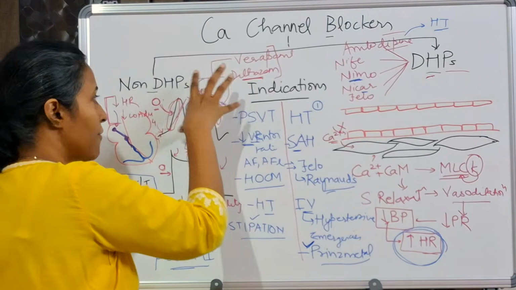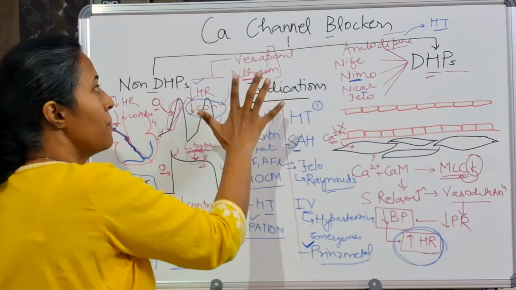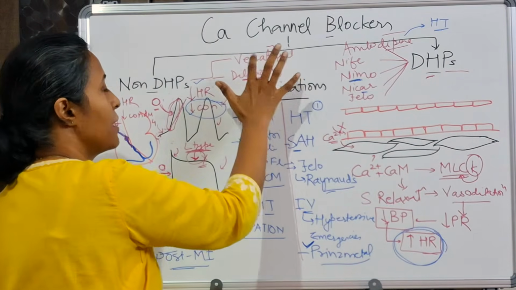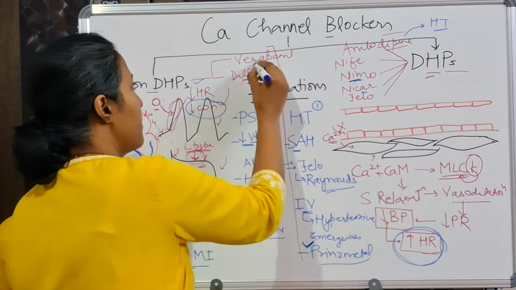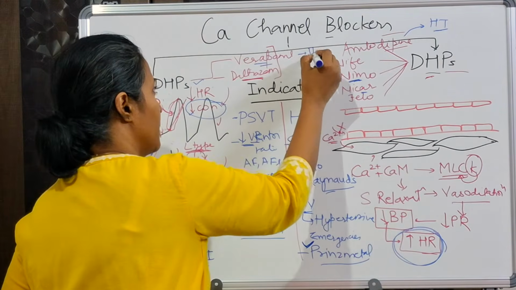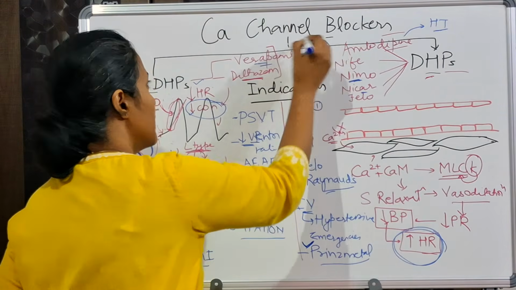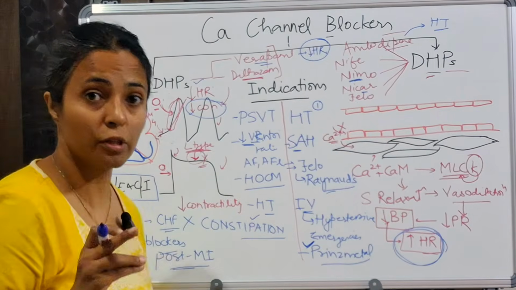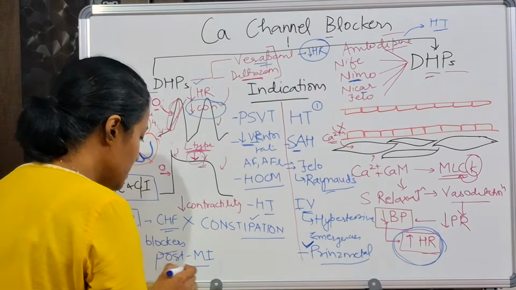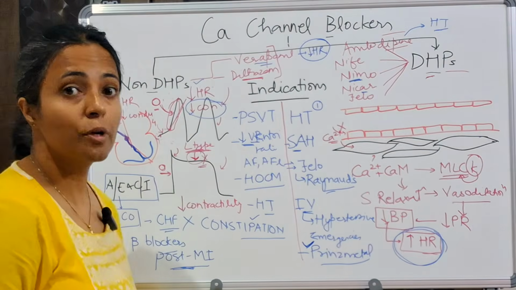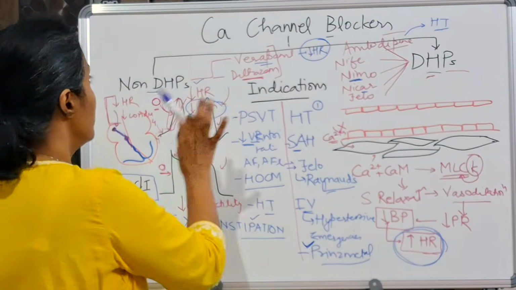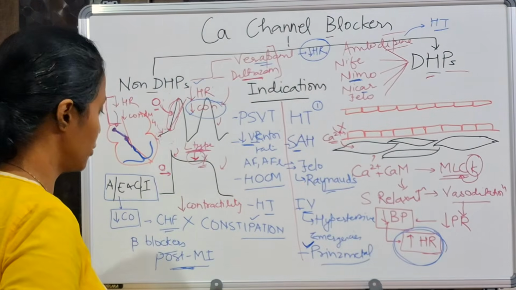So this effect on heart rate is not much with verapamil and diltiazem. In fact, verapamil causes decreased heart rate only. Overall effect is decrease in the heart rate because of more effect on the heart. But still, post MI, these drugs are not used because they increase the mortality. Both non-DHPs and DHPs are not used.